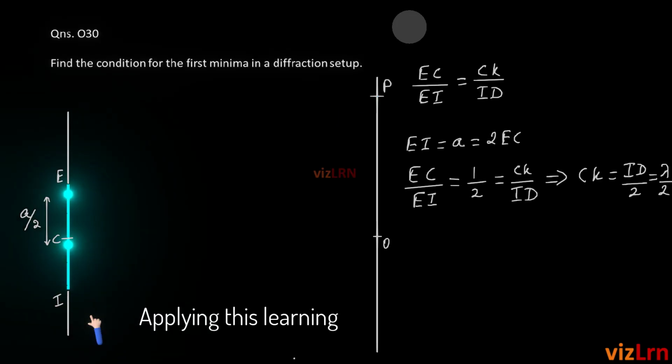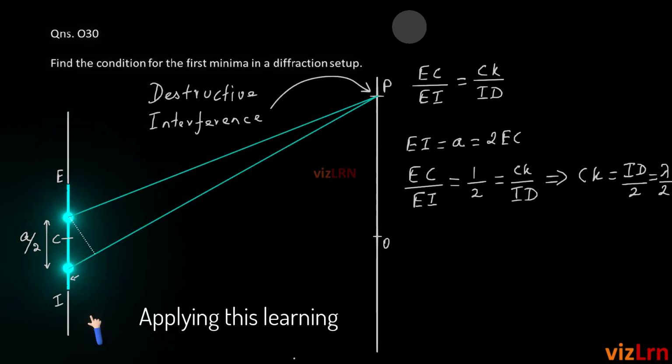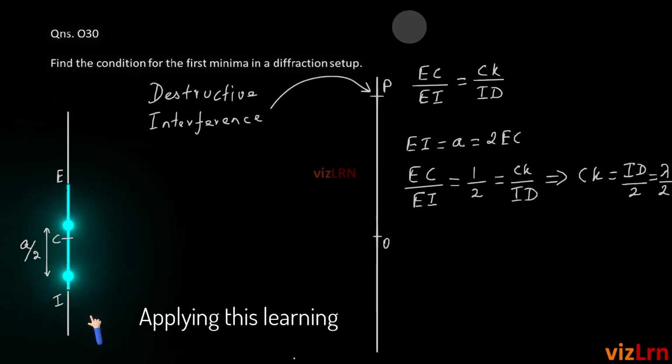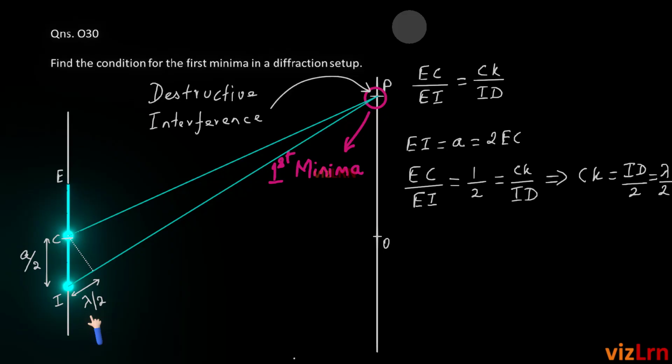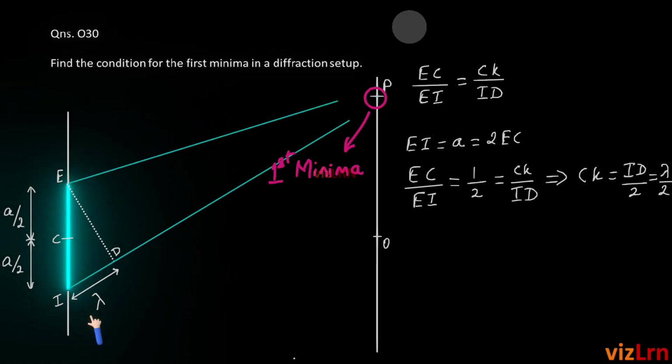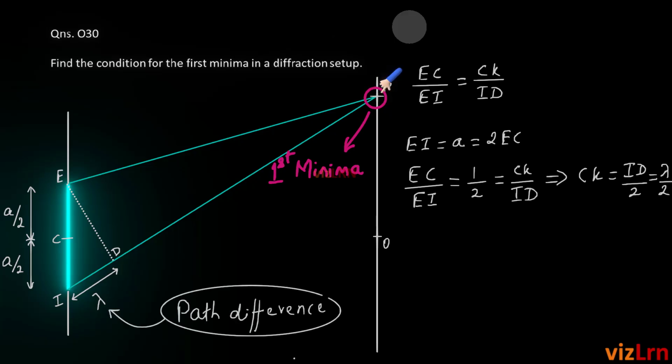And the same intensity cancellation at P will happen for the ray from every point source on EC by the ray from the corresponding point source a distance a by 2 away in CI, and therefore point P will be a minima and it is the first minima. So the condition for the first minima is that it will be at a point P such that the rays from the two ends of the slit E and I to P have a path difference of lambda.